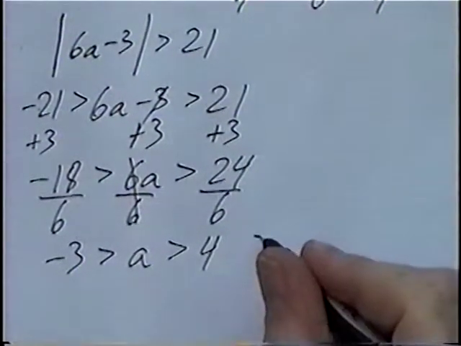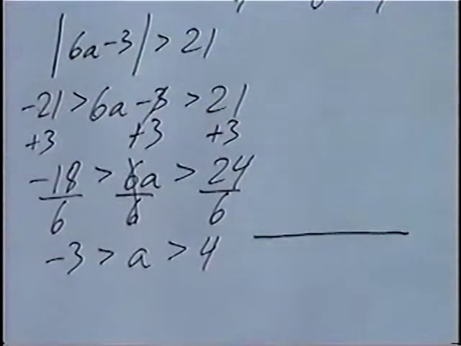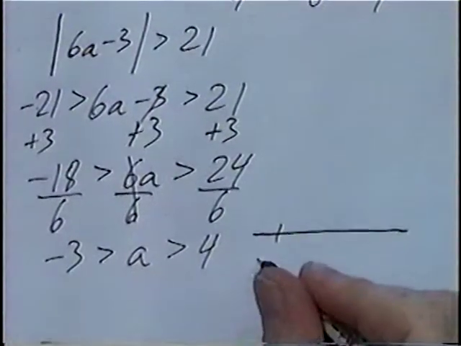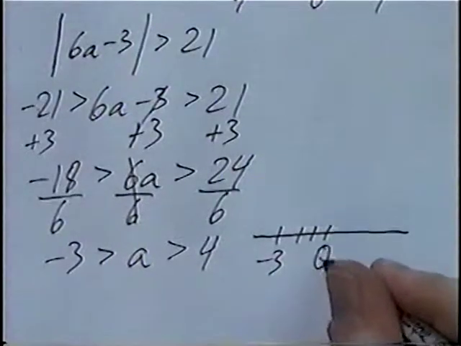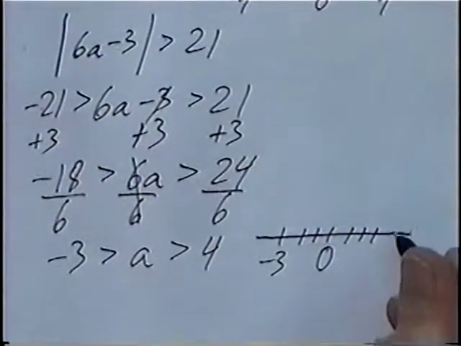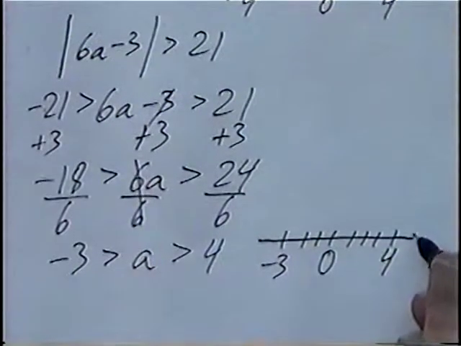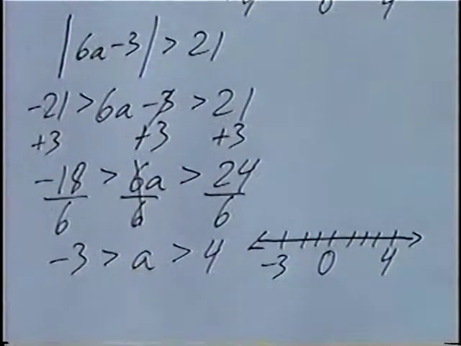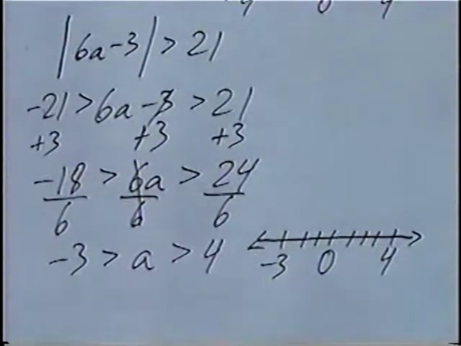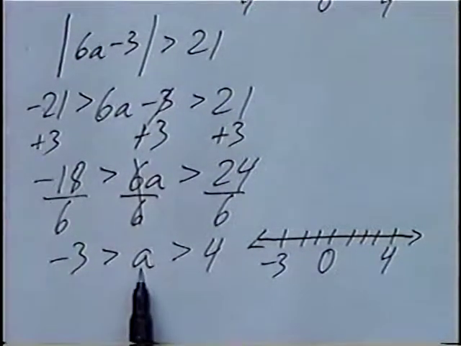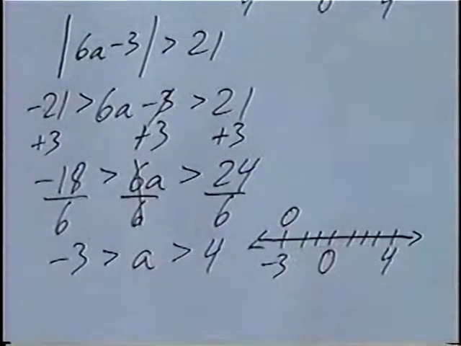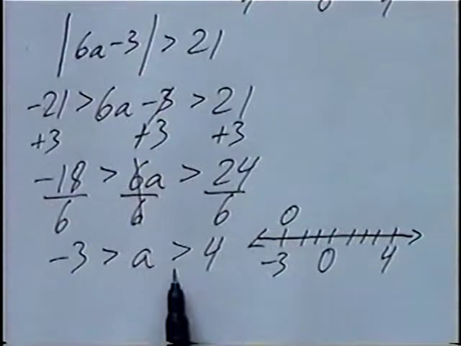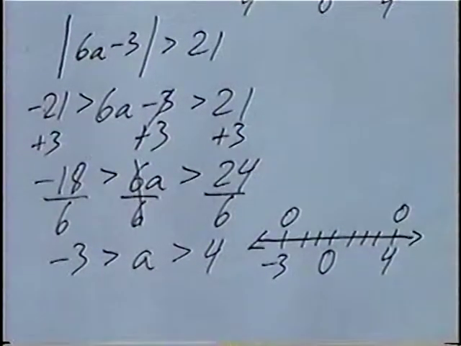Last part, we want to graph. Draw the number line, and we want the numbers negative 3 and positive 4 on the number line. I'll put negative 3 on the left hand side. We'll go up to 0, and we'll continue up to 4. To graph each of these, negative 3 is greater than a. Greater than means there'll be an open circle above negative 3. And a is greater than 4. Greater than, again, will be an open circle above 4.